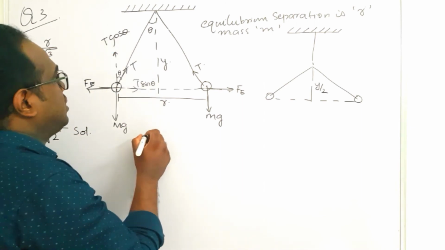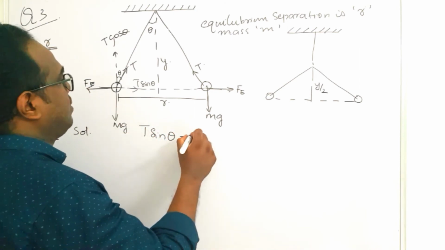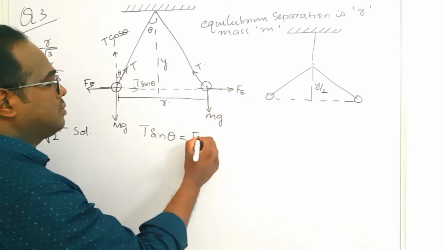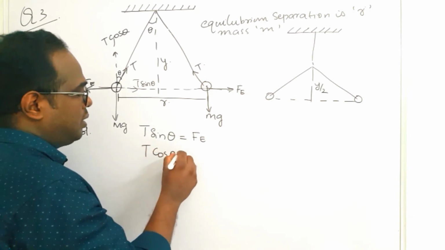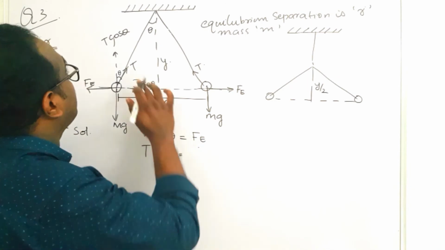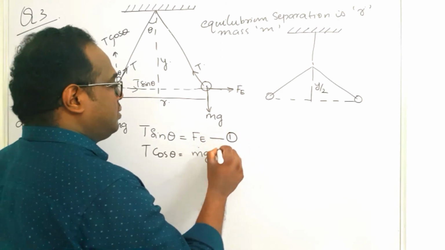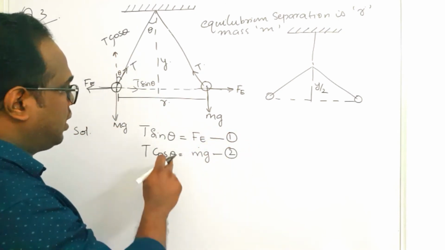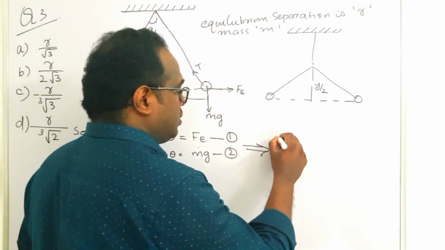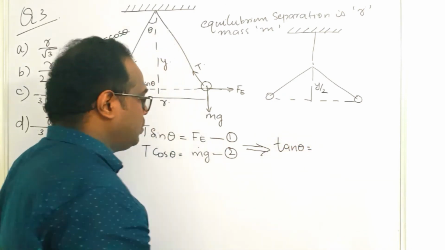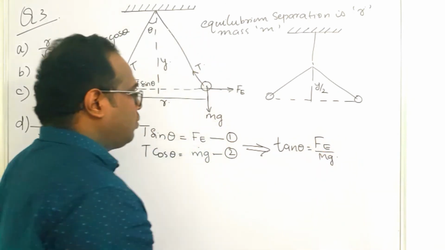You can write two equations. T sin theta is equal to Fe, the electrostatic force. T cos theta is equal to mg. So you will get two equations, 1 and 2. Now you can divide these equations. T and T will get cancelled. Sin theta by cos theta is tan theta, equal to Fe by mg. Any doubt up to here?